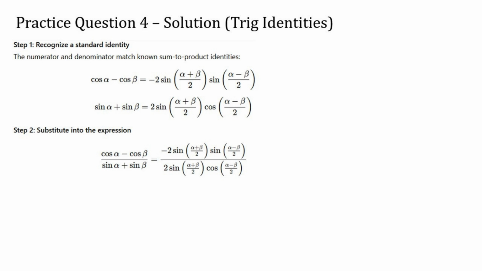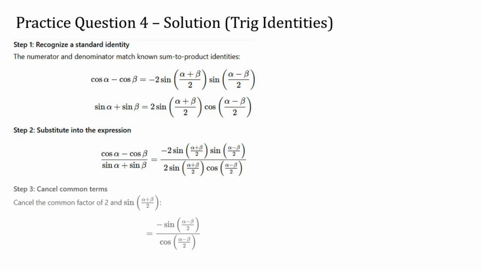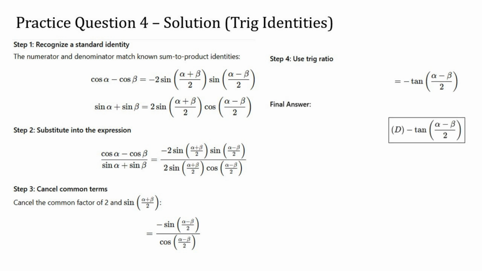Now, because both the numerator and denominator share the same sine term and the constant factor of 2, we can cancel them out. This leaves us with a negative sine of alpha minus beta over 2 over the cosine of alpha minus beta over 2. At this point, we're left with a basic trigonometric ratio, sine over cosine, which simplifies directly to tangent. Since the sine term was negative, the final result is the negative tangent. So, the final answer is option D.